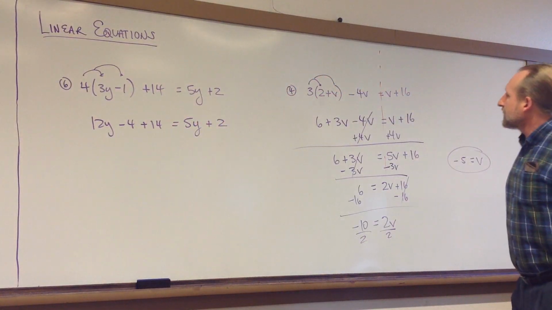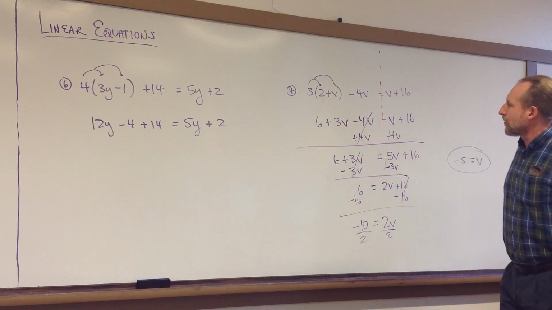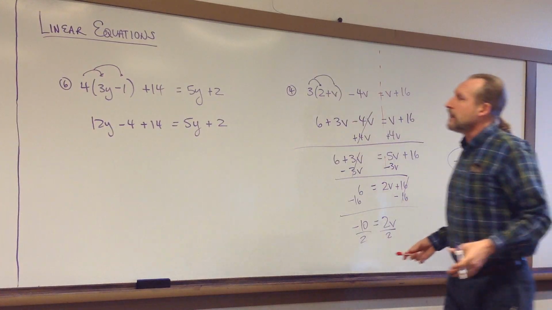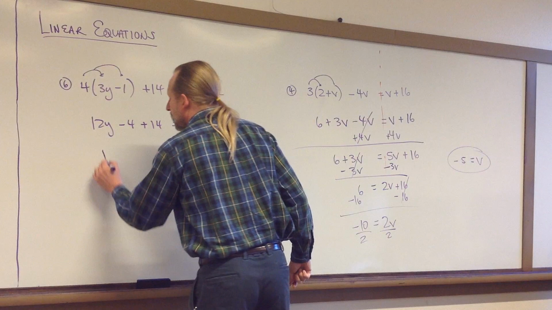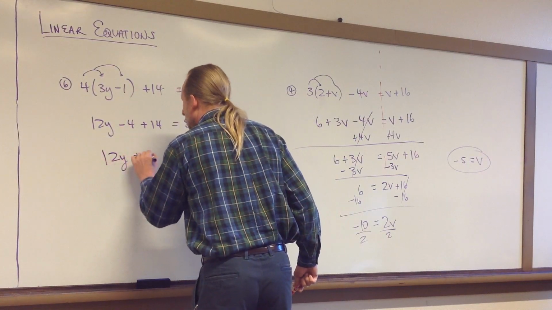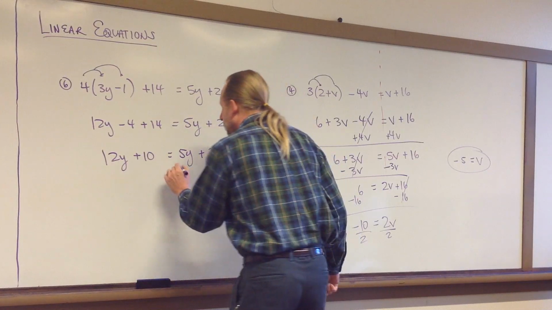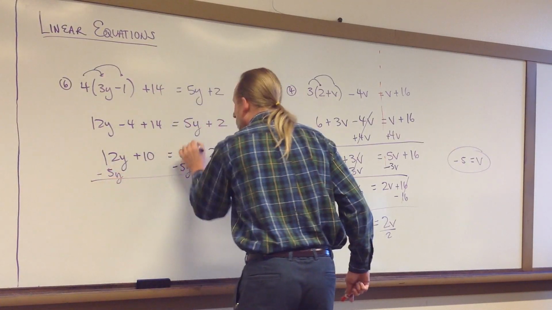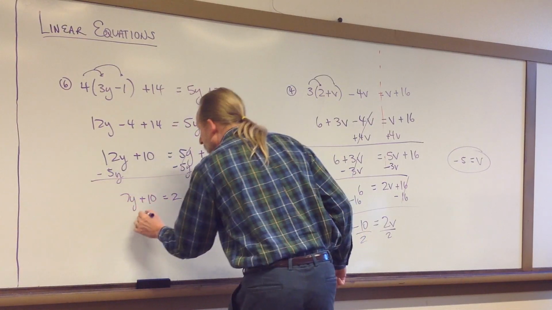Okay, what I was going to say on this problem right here, if I didn't add this 4y over, I could have done 3y minus 4y, right? And that's what I'm going to do here. I'm going to do negative 4 plus 14. That should give me positive 10. And then I'll move the 5y over here. So 7y plus 10 equals 2.